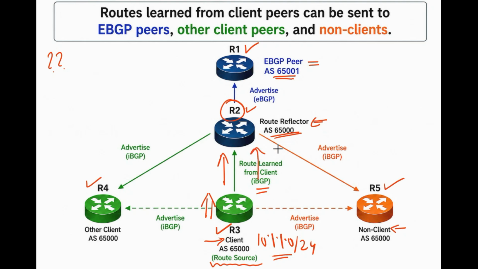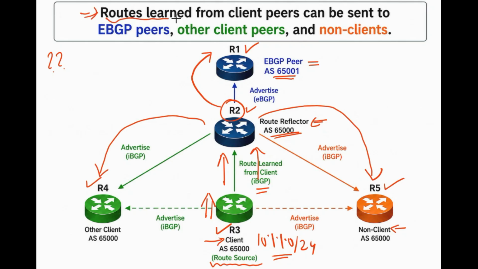The route reflector can then advertise that route to other route reflector clients in this topology, which is router R4, non-clients, which is router R5, and eBGP peers, which is router R1. So the key rule here is: routes learned from a client can be advertised to eBGP peers, other clients, and non-clients. This is one of the most important route reflector rules to remember.